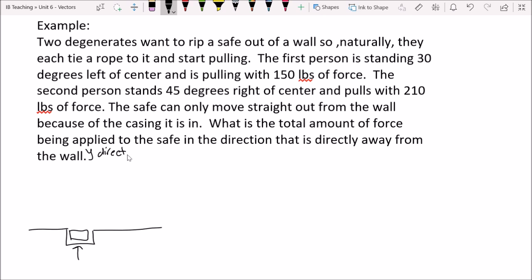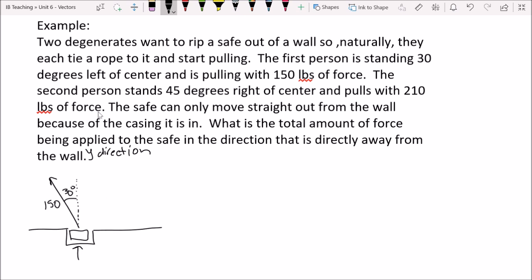Now, could you draw it so it's the x direction? Heck yeah, you could. But I just haven't. Now, let's get the information in the question on the diagram. They each tie a rope to it and start pulling. The first person is standing 30 degrees left of center. Okay, so they're left of center. I need to put in something so we understand what center is. So dotted line here, they're standing 30 degrees left of center. And they're pulling with 150 pounds of force.